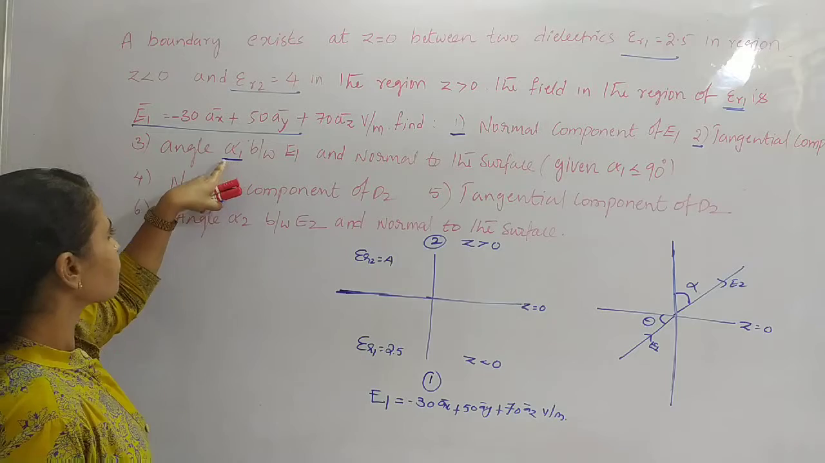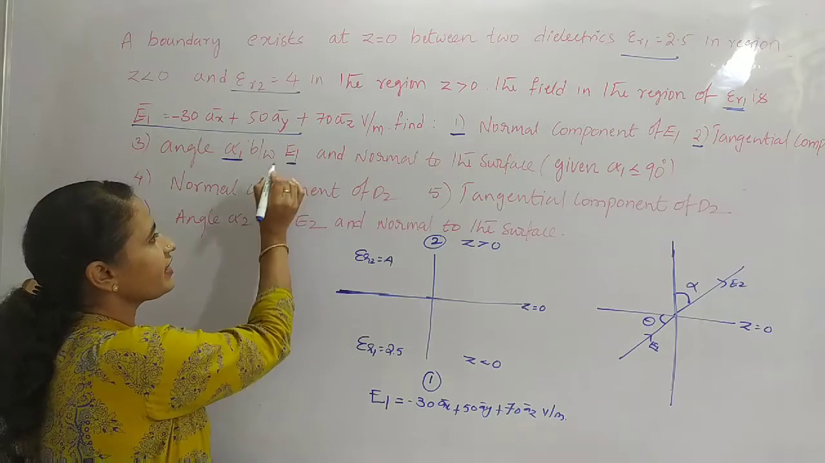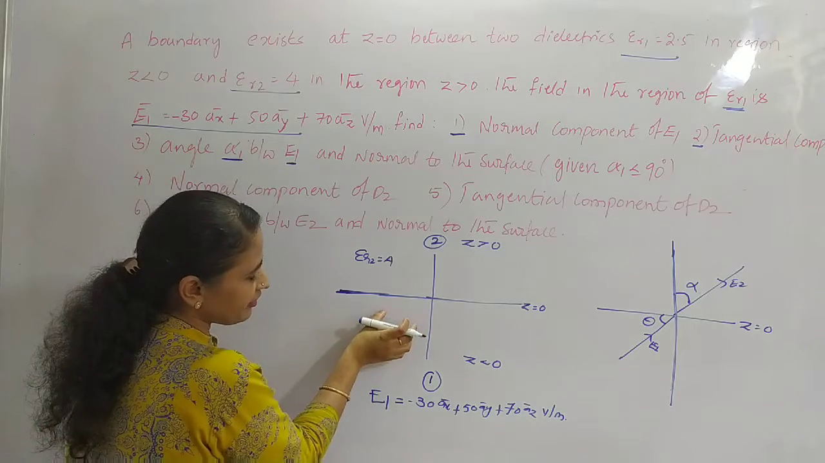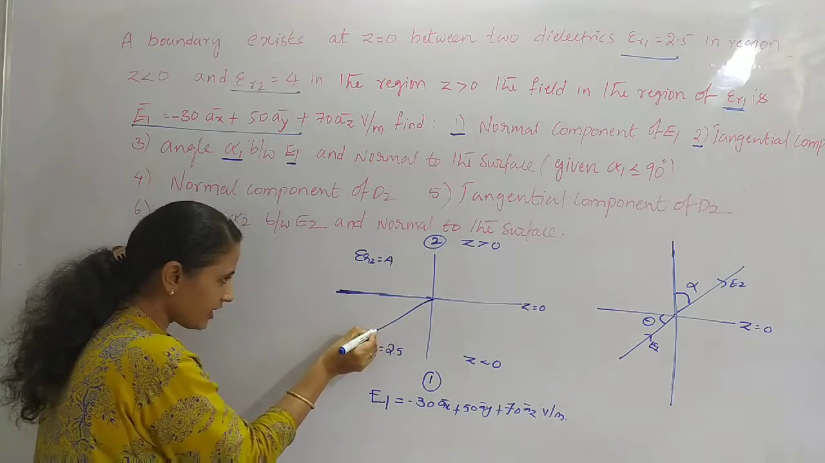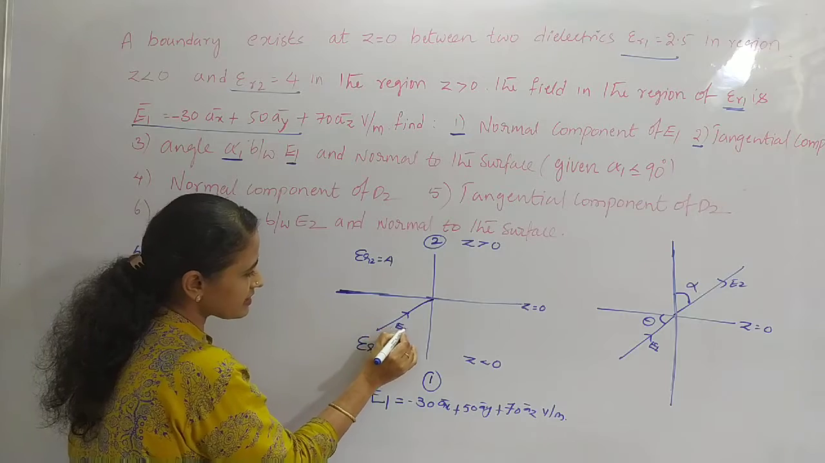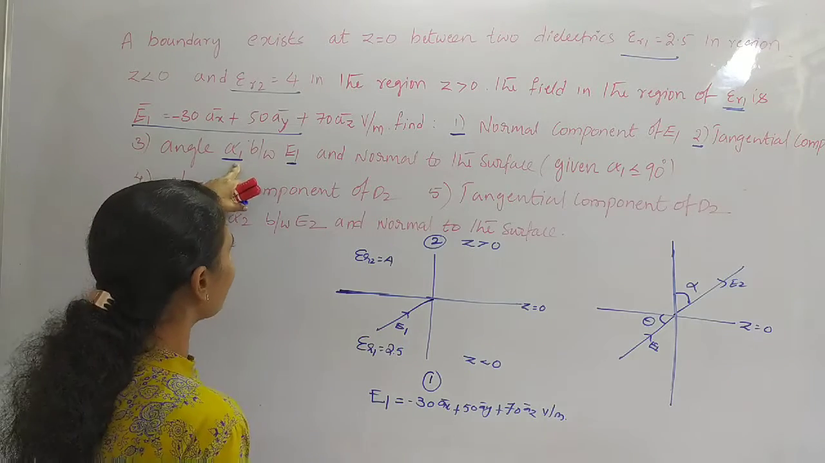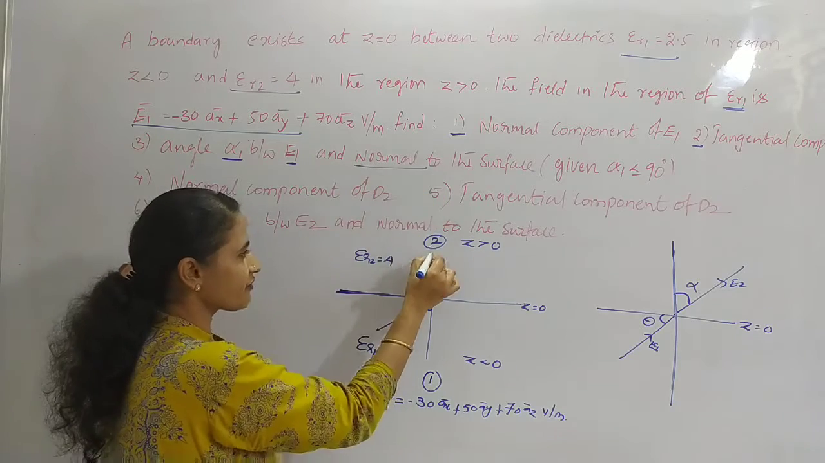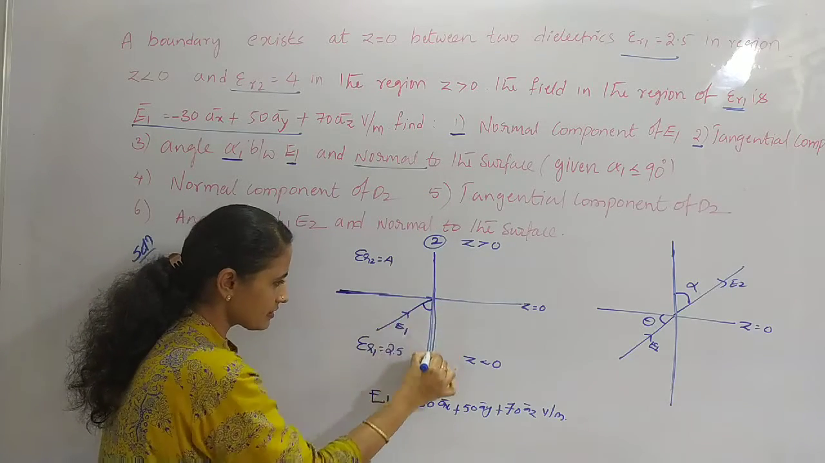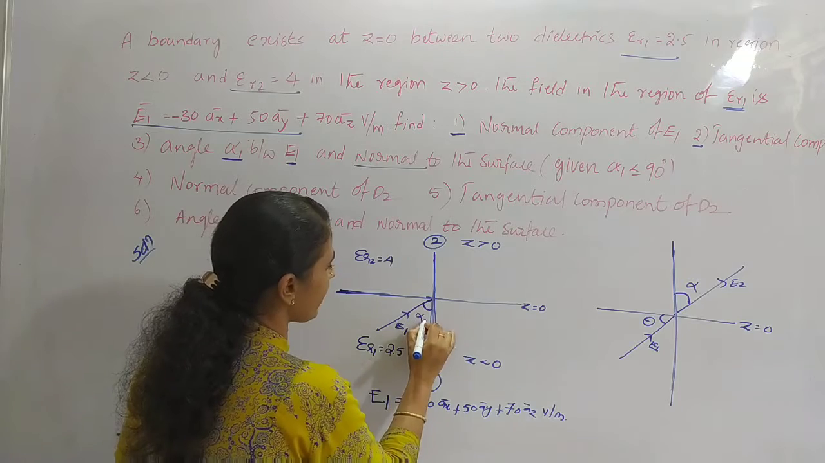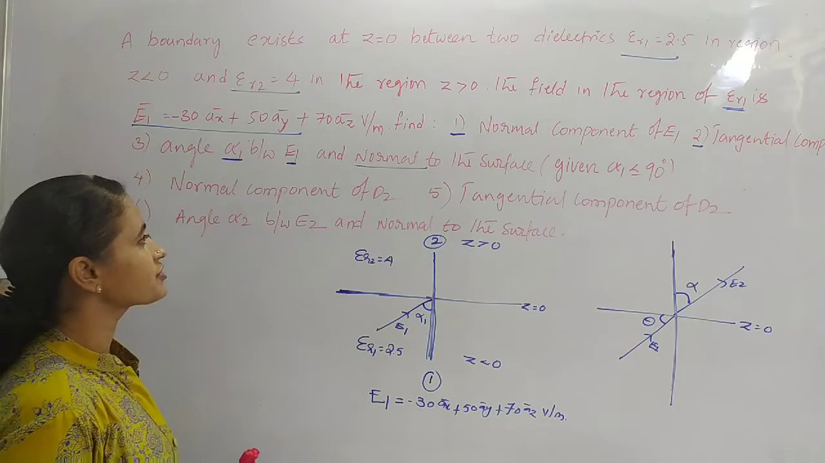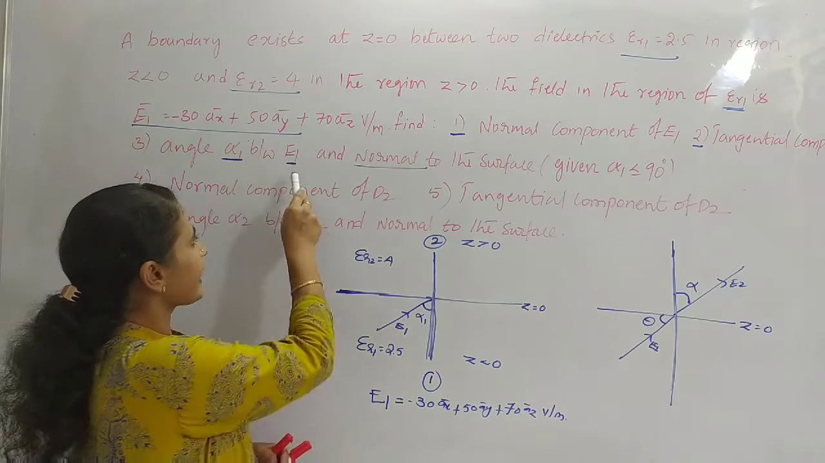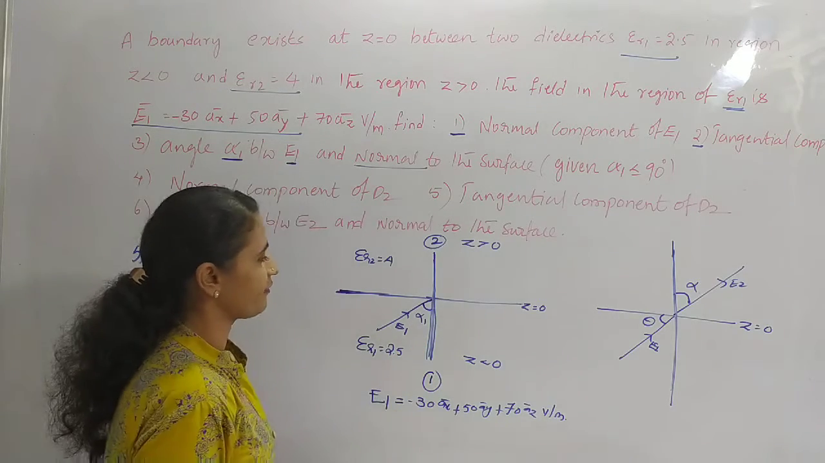Now, what is the angle here? Alpha 1 is the angle between E1 and the normal. Where is E1? E1 is in medium 1. So, let this be E1. What is the angle alpha 1? Alpha 1 is the angle made with respect to the normal to the surface. This is a line normal to the surface, and the angle is given by alpha 1. In the third part of the question, we are supposed to find alpha 1, the angle between E1 and the normal to the surface.